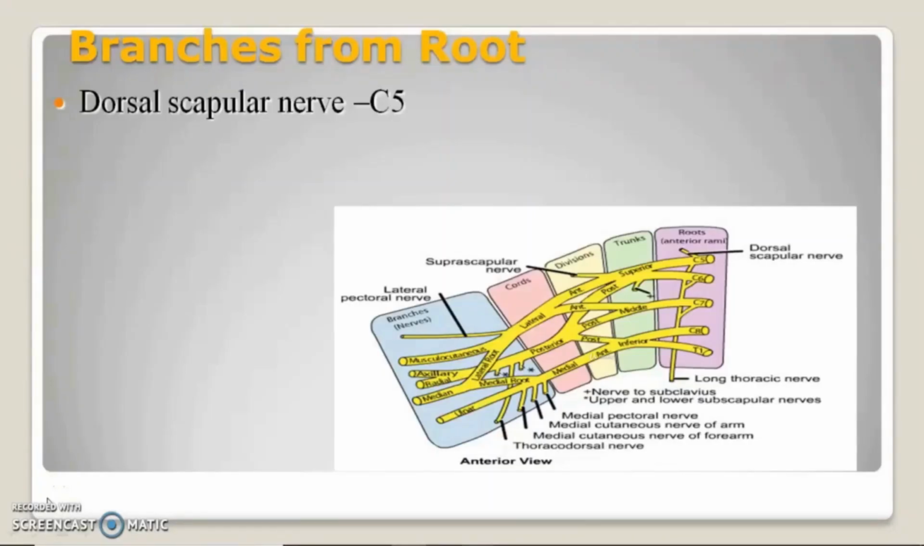Now we are going to see the branches from the root of the brachial plexus. Branches will arise from the root, the trunk, and then from the cords. From the root we have the dorsal scapular nerve. In this image it is clear that the dorsal scapular nerve is arising from the C5 spinal nerve. So this is the C5 spinal root, and from here one nerve arises, that is the dorsal scapular nerve. Then we have another nerve, the phrenic nerve, which is also taking from C5.